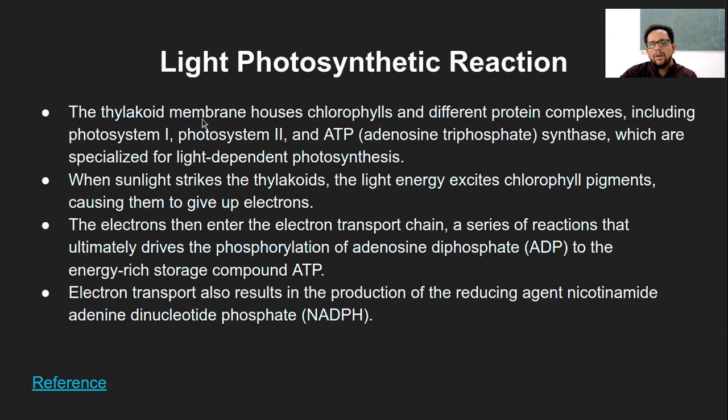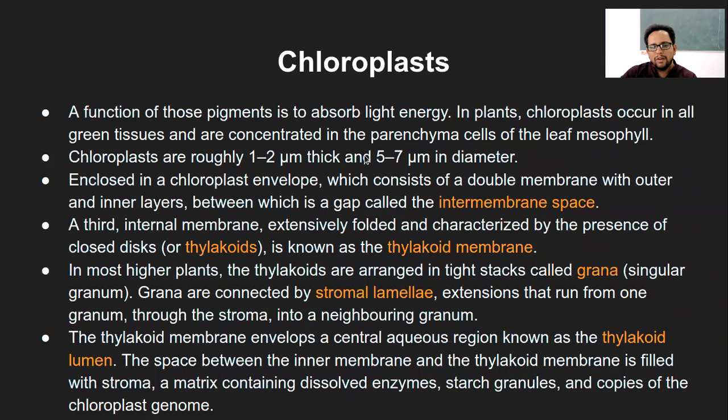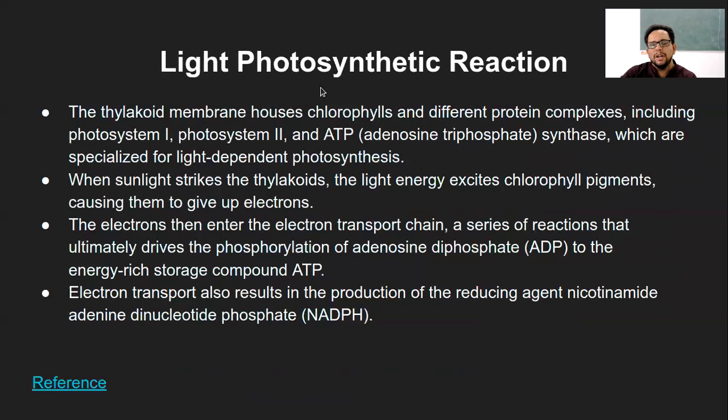So the thylakoid membrane actually houses the chlorophyll. We know the thylakoid is this whole disc-like structure, and the membrane of that is the thylakoid membrane. It is the one which will contain the chlorophyll pigment, and of course different protein complexes, including photosystem 1 and photosystem 2. Now, what is this photosystem 1 and photosystem 2?